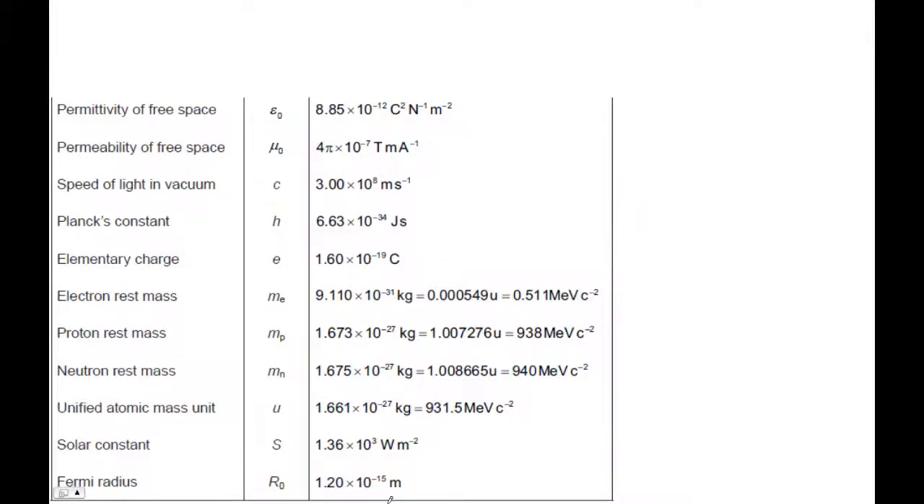And then this is the Fermi radius. The radius is this, and then A to the 1/3. Use that in there. So it's the Fermi radius. All right, I've got to go here.